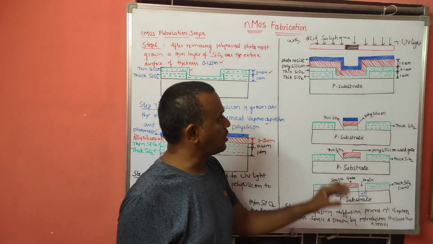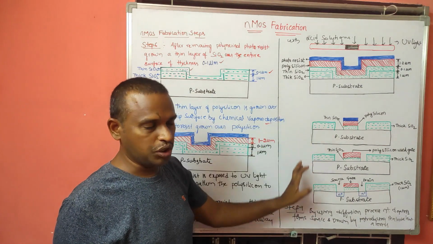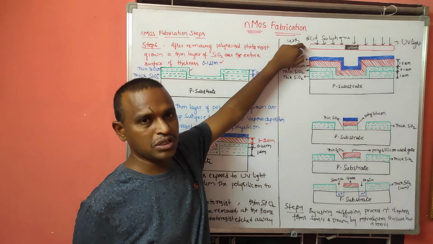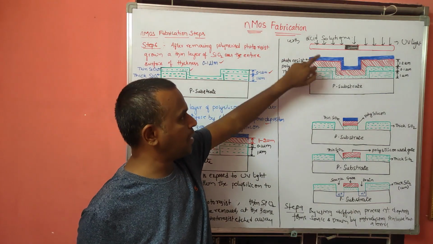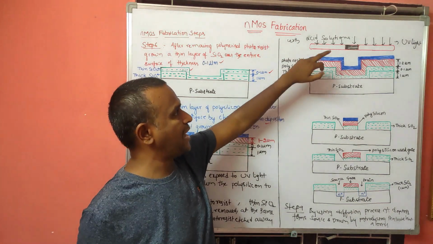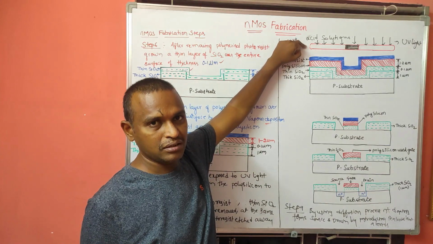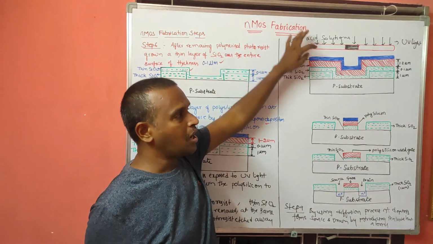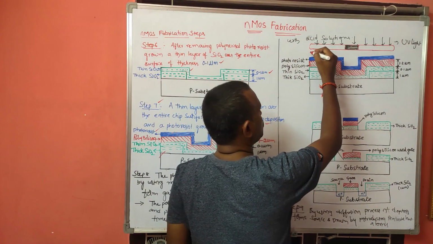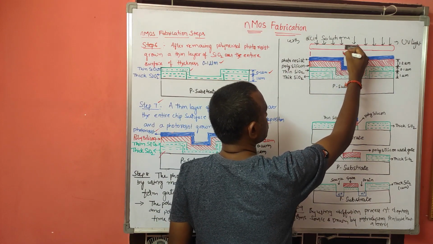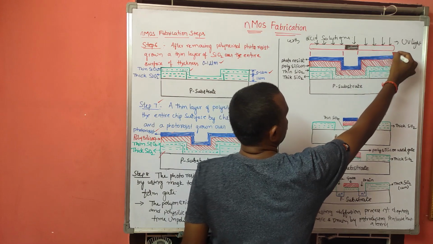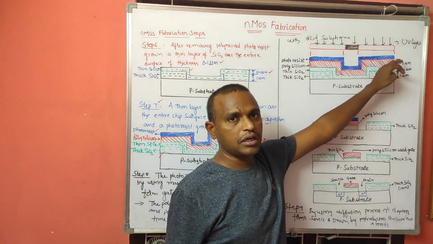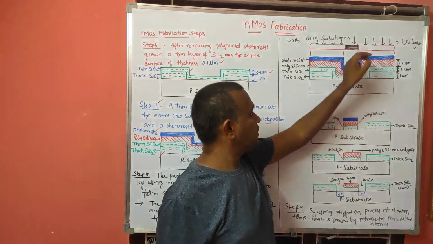That is what I have shown diagrammatically in these four diagrams. You can observe here that we are using the mask, and at the same time this photoresist is exposed to the UV light. So this photoresist is exposed to the UV light from this point to this point, and from this point to this point there is no light.